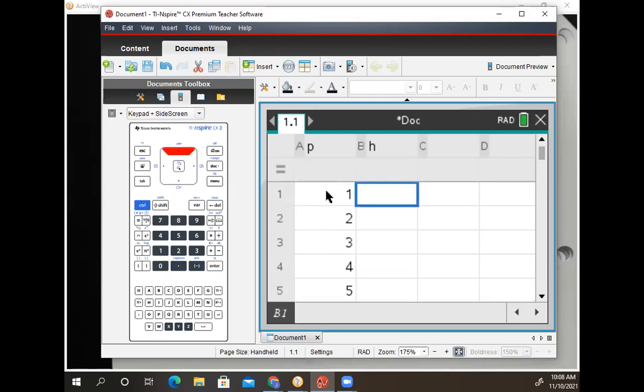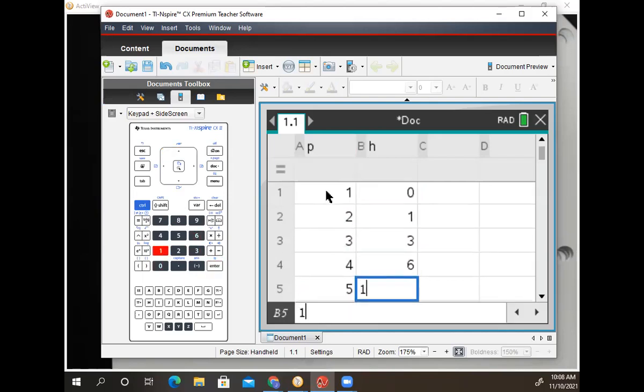And then for handshakes, I had 0, 1, 3, 6, 10, 15, 21, 28, 36, and 45. Make sure you hit enter after that last data point. If you don't hit enter and you leave it on that sort of "I'm typing things in here" screen, then your calculator will not recognize that you have decided that is a piece of information that's important. So you need to hit enter, otherwise you're going to have an issue.